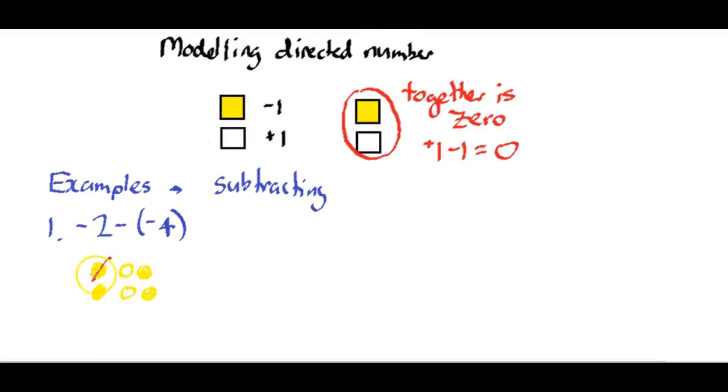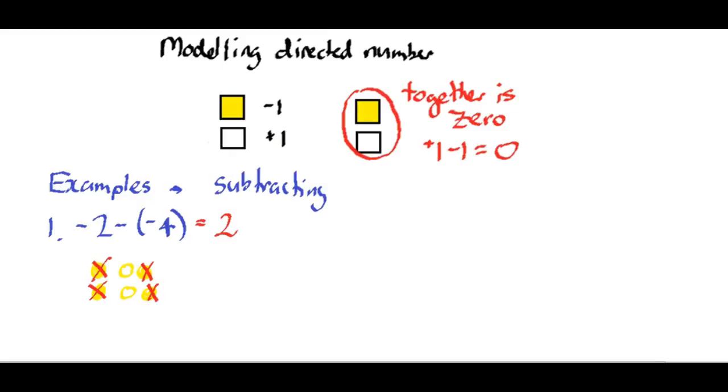Now I'm going to cross them out. They're taken out, taken out, taken out. Remember, we're taking these out because this is a takeaway, a subtraction. And that leaves us with 2 positive counters. So the answer to this problem is 2.